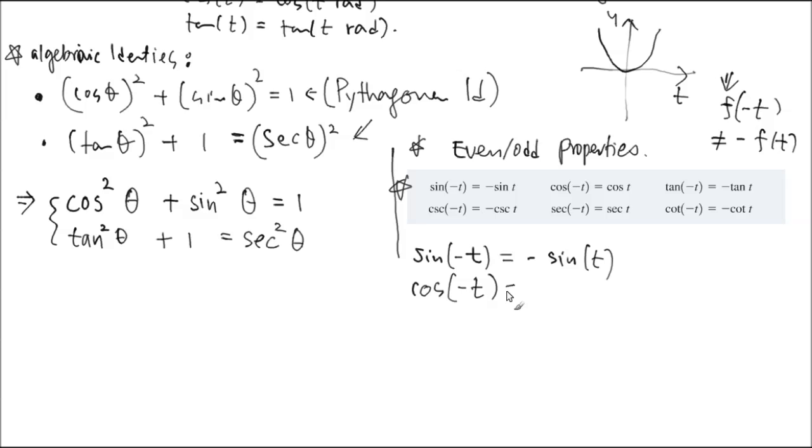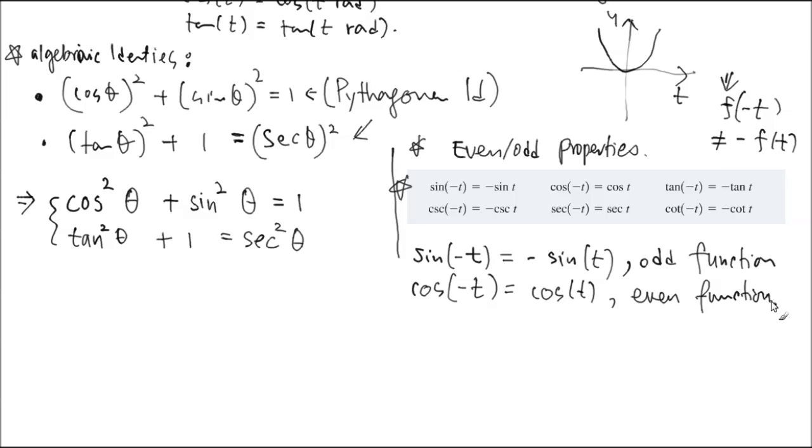Now how about cosine? If you have cosine of negative t, then it turns out this negative doesn't matter. It's the same as without the negative. All right? So you can imagine that you can switch sine and cosine to, in general, f. If the function satisfies this type of property, it's called even or odd. This one is called an odd function. And this one is called an even function.